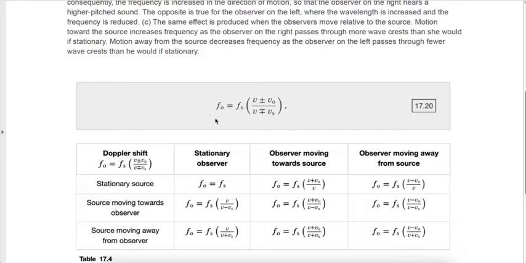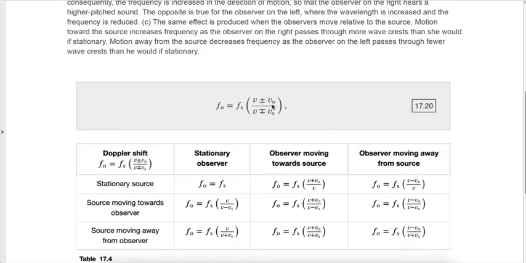Here's our formula we're going to use. This is the most generalized formula. This works in all cases, whether you have a moving source or a moving listener. So here, V is the speed of sound in air for something stationary, which we'll usually take to be about 340 meters per second. And that will be given to us. This is the actual pitch that the source is making, Fs. This is the pitch that the listener hears.